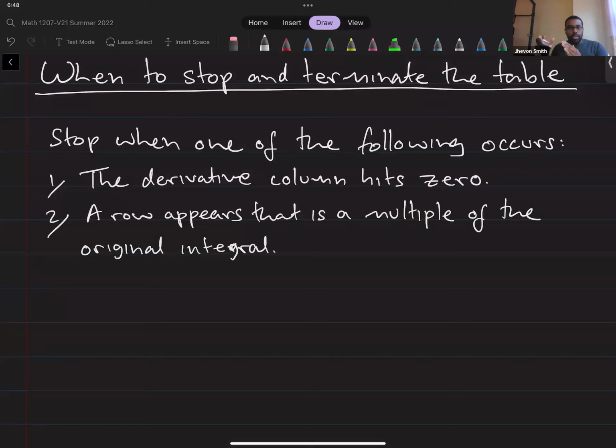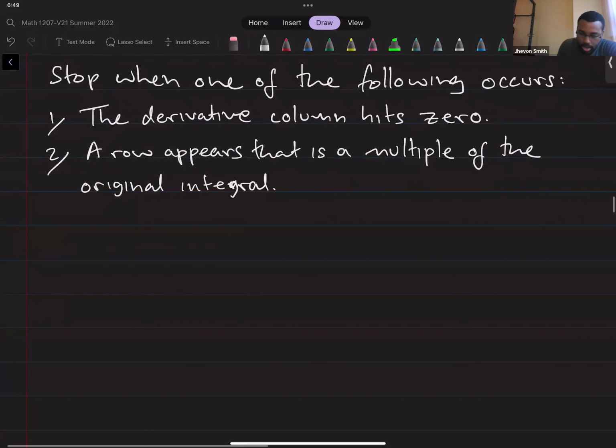So you'll see the original integral appear in a row, but there might be a constant factor in front of it. Ignore the constant factor. We know we can factor those out. But if you started out with e to the x sine x, the moment you see a row that looks like some constant times e to the x sine x, you stop the table. That's another possibility.